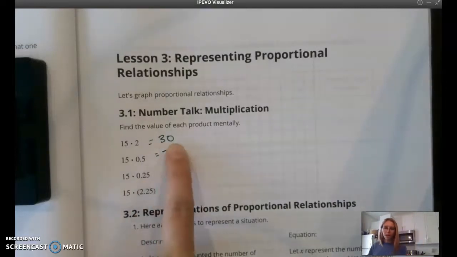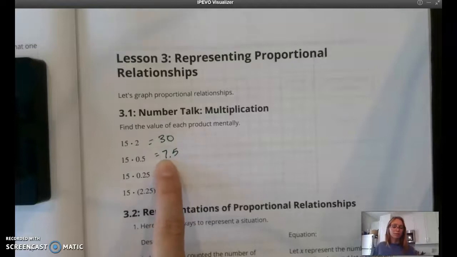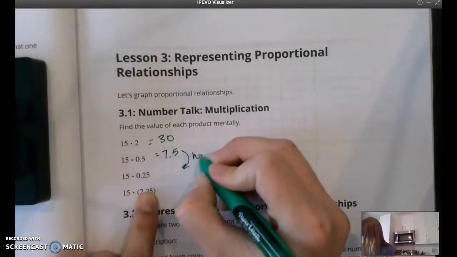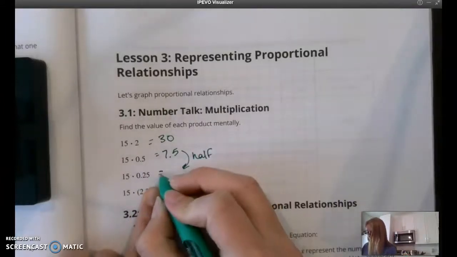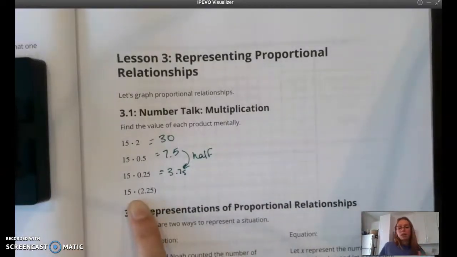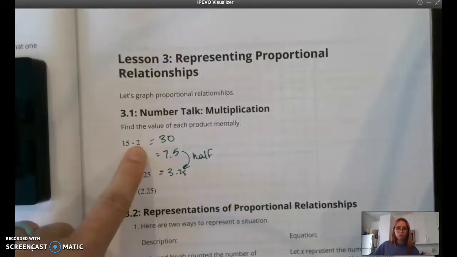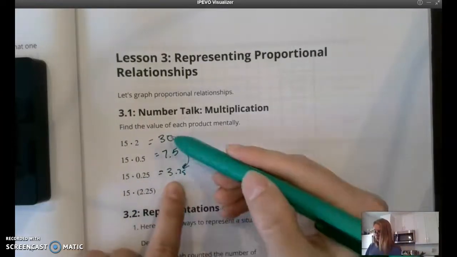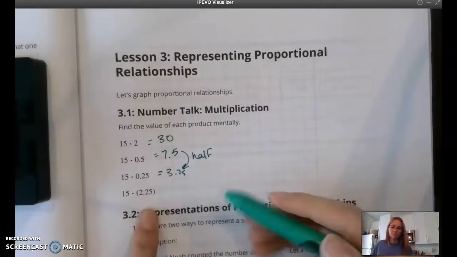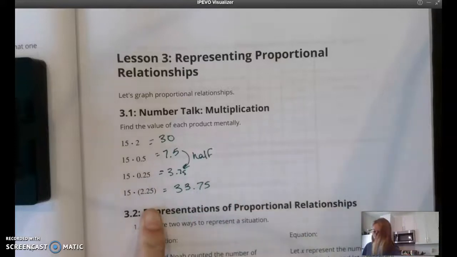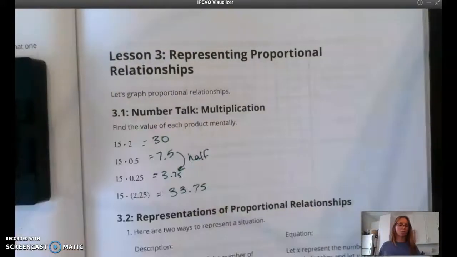All right, now right here, what is 1/4 of 15? Well, what we could do is take half of 7.5, okay? So half of that would be 3.75. Alright, so now what is 15 times 2 1/4? Well, we know what double 15 is, and we know what 1/4 of 15 is. So we could take 30 plus 3.75 and get 33.75. So we just did that by adding these two that we already solved for.